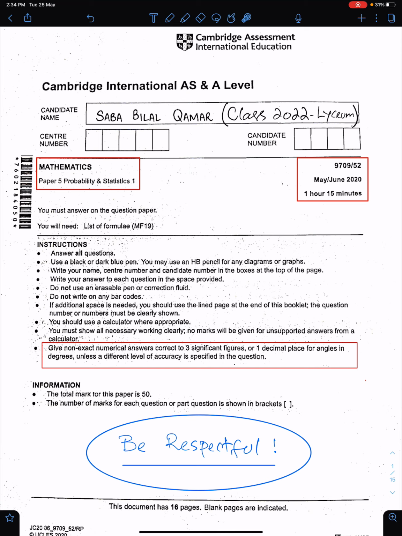In this lecture, I will discuss the solutions of S1 variant 5.2 of June 2020. And for this, I am using the work of an outstanding and one of my best students, Miss Sabah Bilal Kamar of class 2022, the Lyceum.